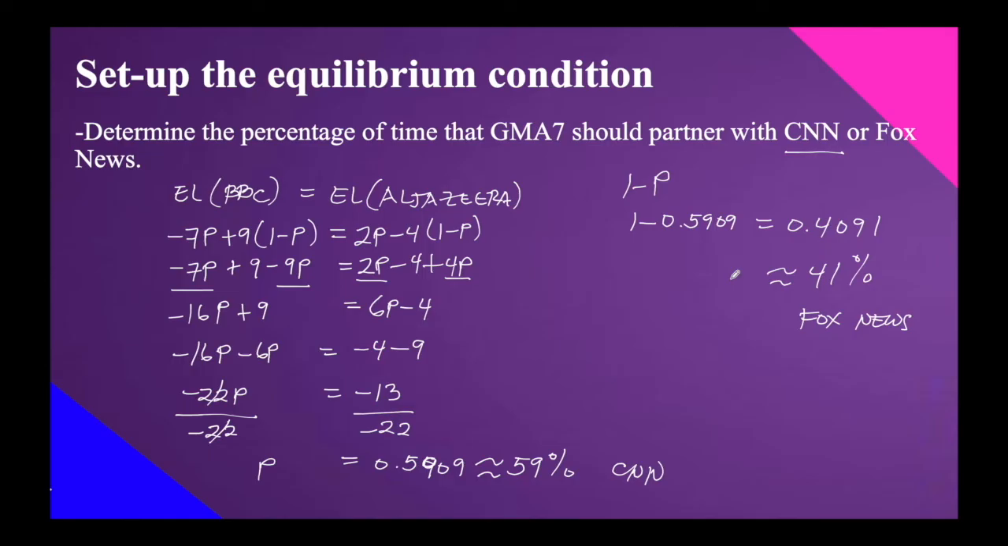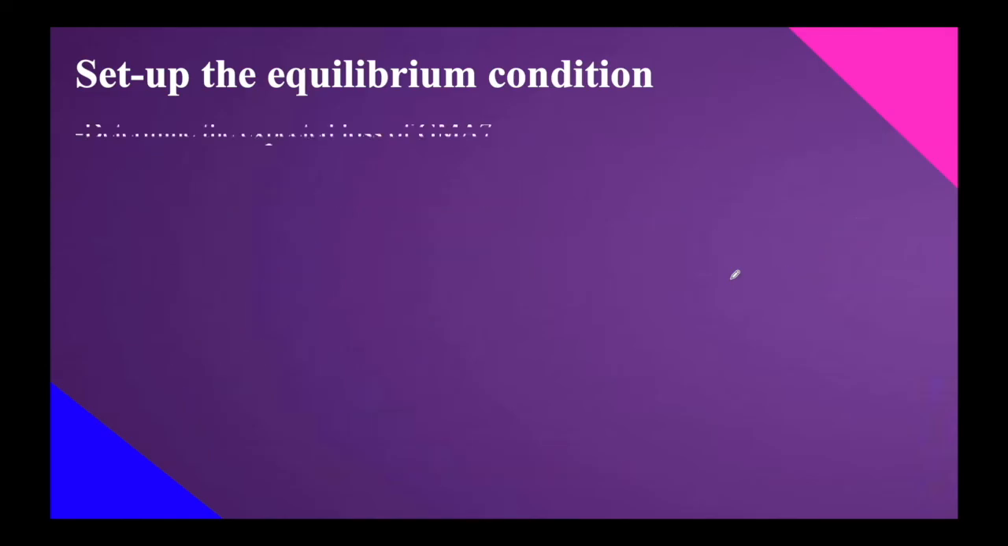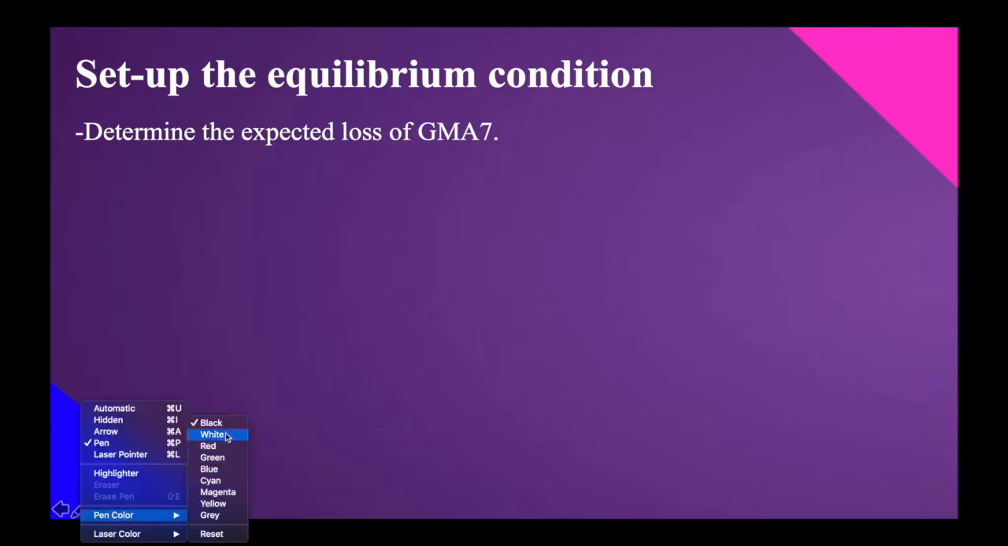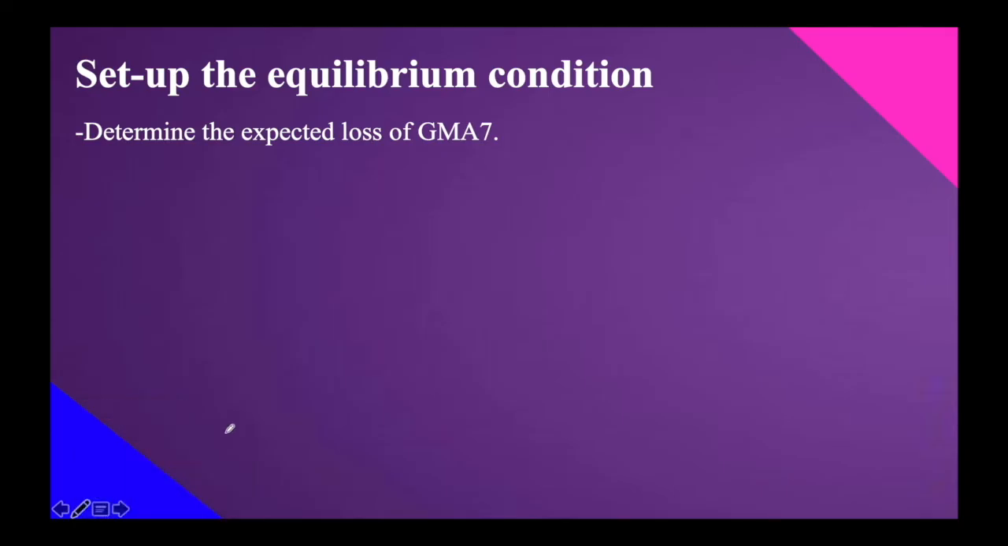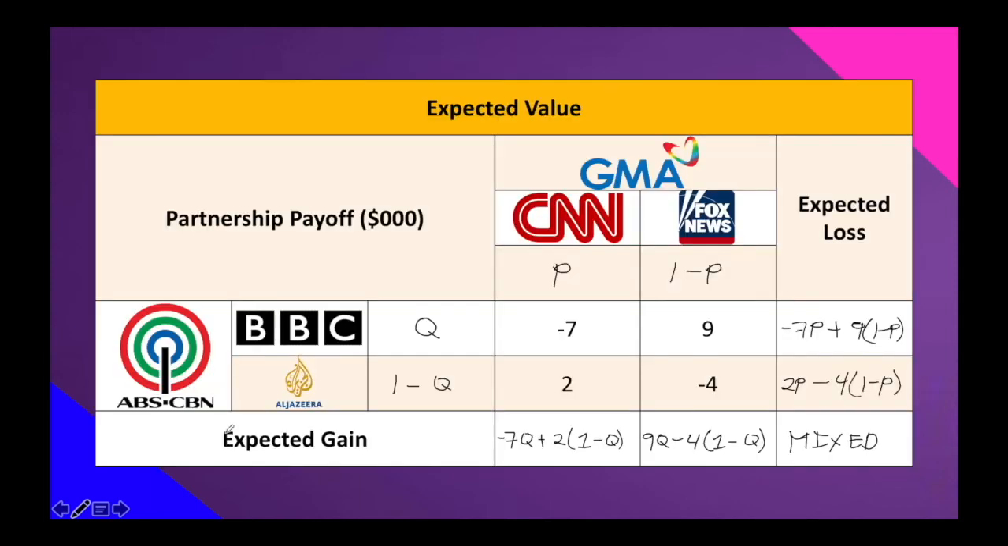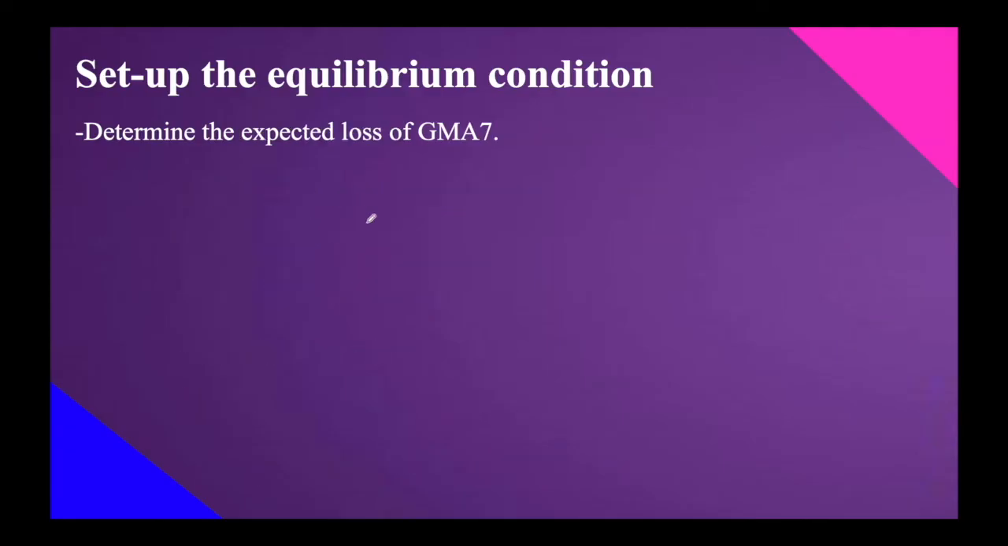Next, what we should do now is to determine the expected loss of GMA. How much ba yung expected loss ng GMA? Let's use our equation before. Ito na lang, no? Itong may 9, ito. So, negative 7p plus 9 multiplied to 1 minus p. Let's write it here. Negative 7p to determine the expected loss of GMA7. Negative 7p plus 9 multiplied to 1 minus p.